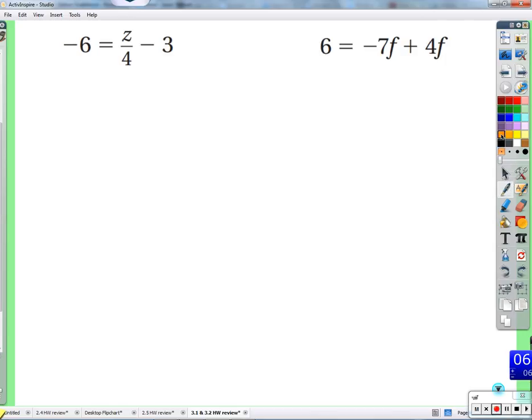Negative 6 equals z over 4 minus 3. Anything helpful, Max? You would plus 3. Plus 3? Plus, yeah. Okay. And then plus 3 on the other side. Yes, sir. Negative 3 equals z over 4. Oh, and then you'd multiply by 4. You got it. On both sides. You got it. So you can see it is negative 12.